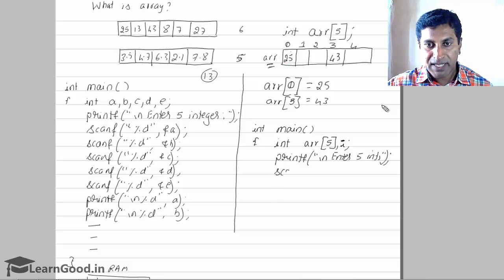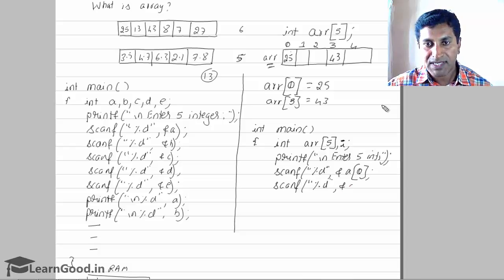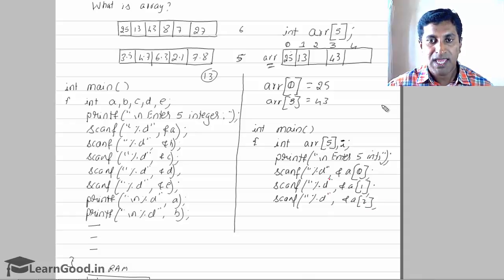Now you can read it by giving scanf %d, ampersand of a of 0. Then if I give 25, the 25 will be stored in the first location. Scanf %d, ampersand of a of 1. Then if I give 13, then 13 will be stored in the second location because its index number is 1. And scanf %d ampersand of a of 2, a of 3, a of 4. Like this I can read the values. Same way you can display them.